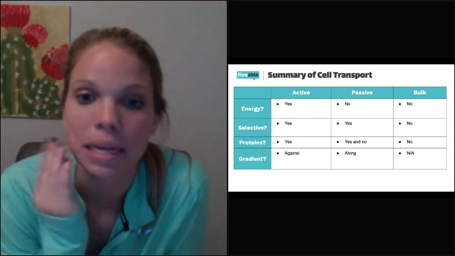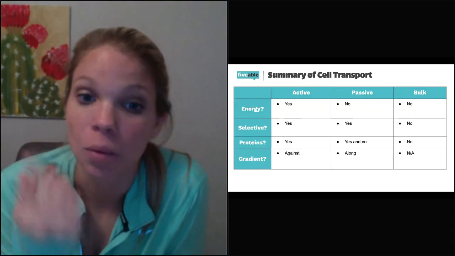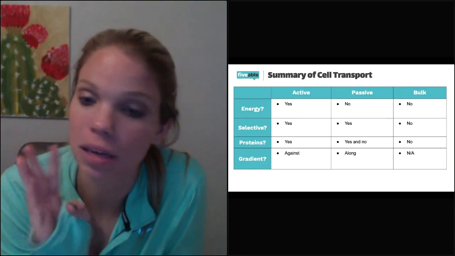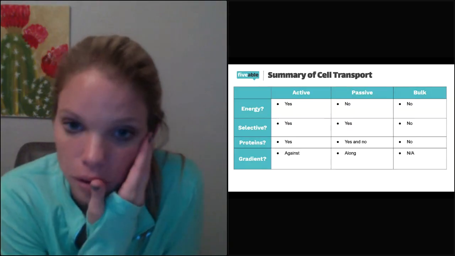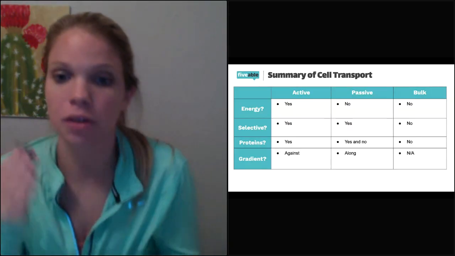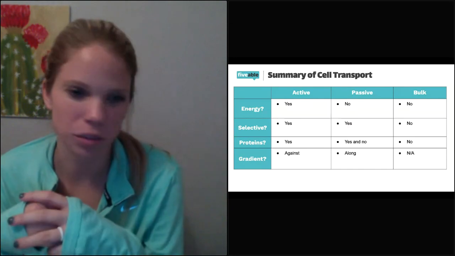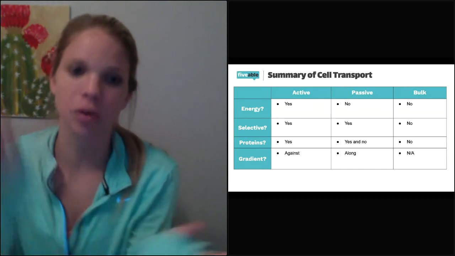So the main things you need to get out of this: what takes energy, what uses the selective membrane, which ones use proteins, and which ones follow the gradient. Active and passive transport are obviously going to be opposites. Active requires energy, passive does not. Bulk transport also is not going to require energy.